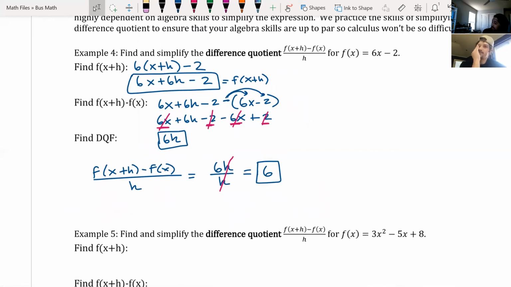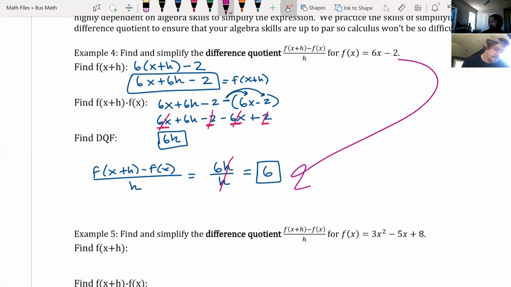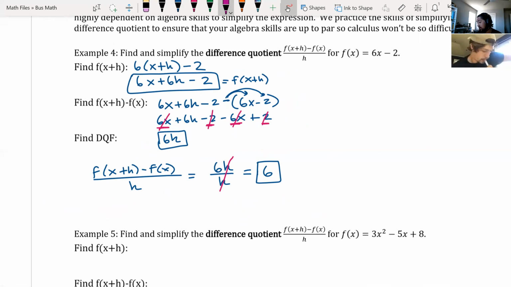So what we're saying is that the difference quotient for this function 6x minus 2 is going to be 6. All right. Any questions on that process? And yes, it's a lot of algebra, so it's very, very easy to make a mistake.